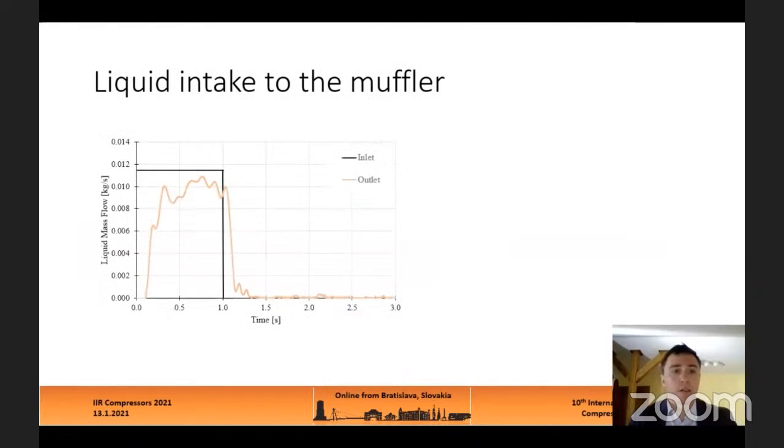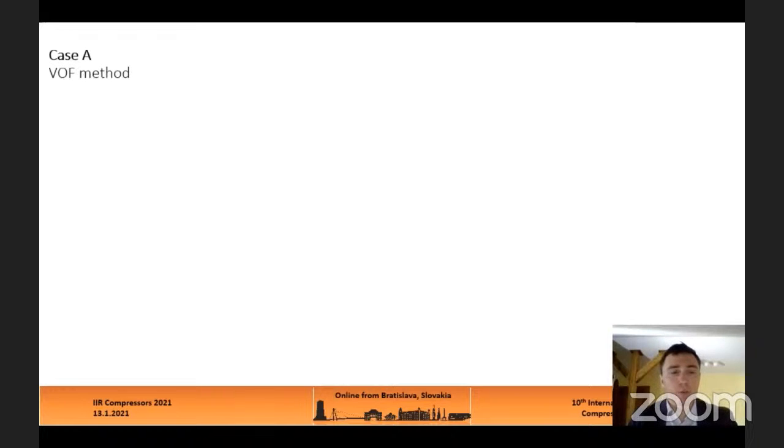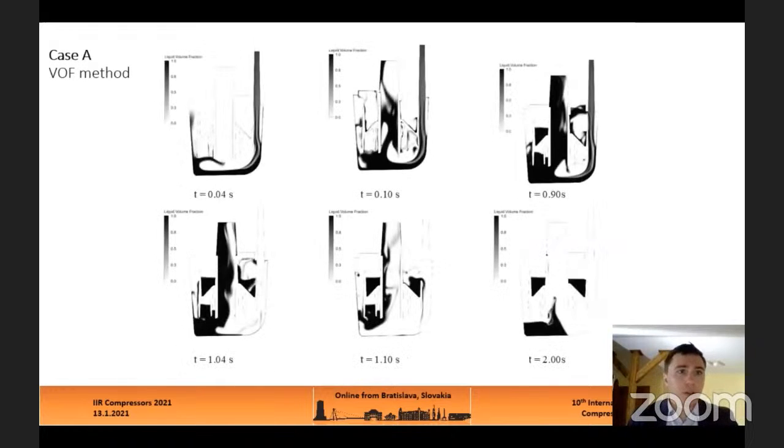Here again we have the example of how the liquid mass flow through the inlet boundary condition and outlet boundary condition look like. So from 0 to 1 we had 80% of the volume as liquid, and after the first second the liquid phase is set to 0 and we have only gas coming inside. Here, as a consequence, we have the liquid mass flow on the outlet boundary condition. And here we come to the results.